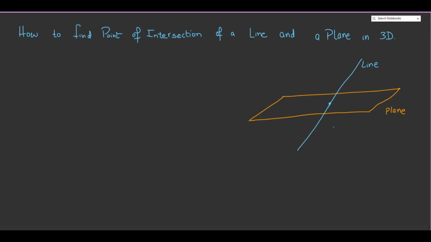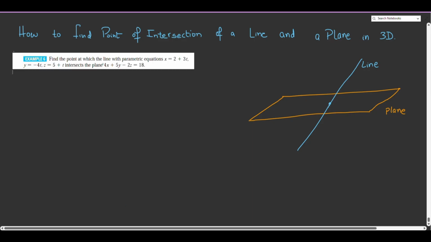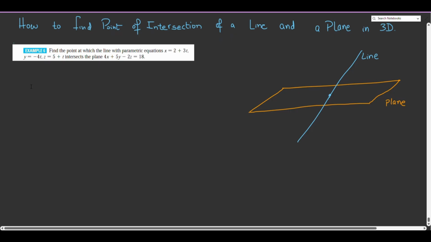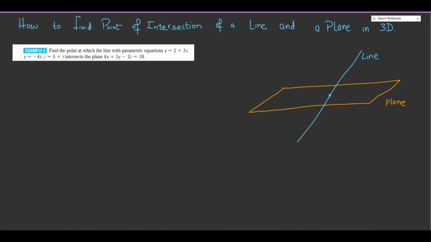So for this case, let us solve an example to see how we can do this. Find the point at which the line given by the parametric equations x equals 2 plus 3t, y equals minus 4t, and z equals 5 plus t intersects the plane given by the equation 4x plus 5y minus 2z equals 18. We need to find the point of intersection.